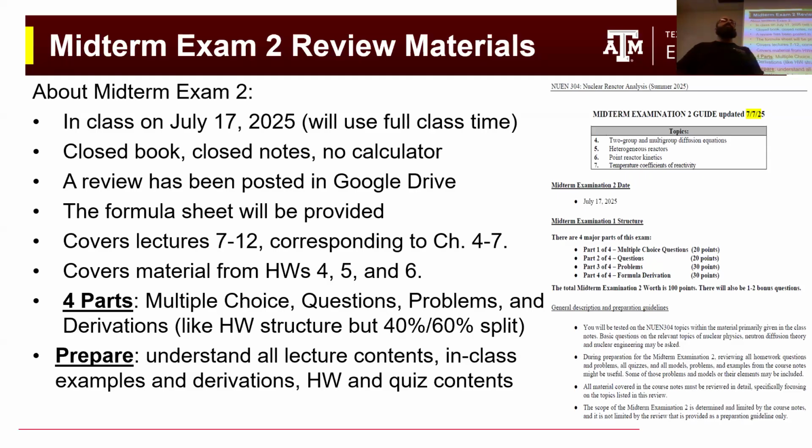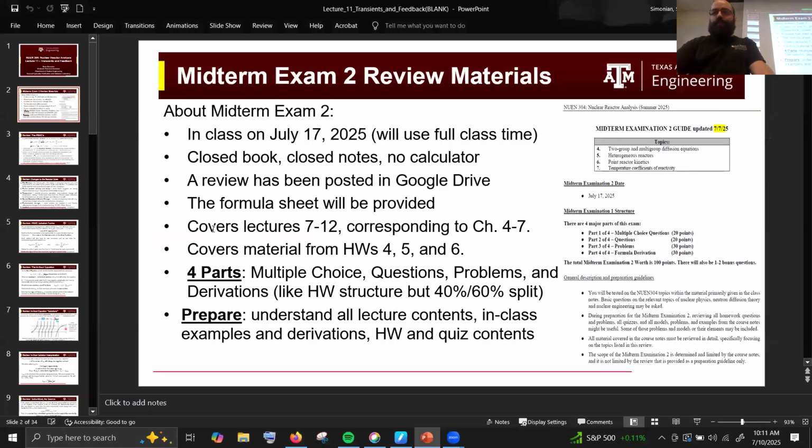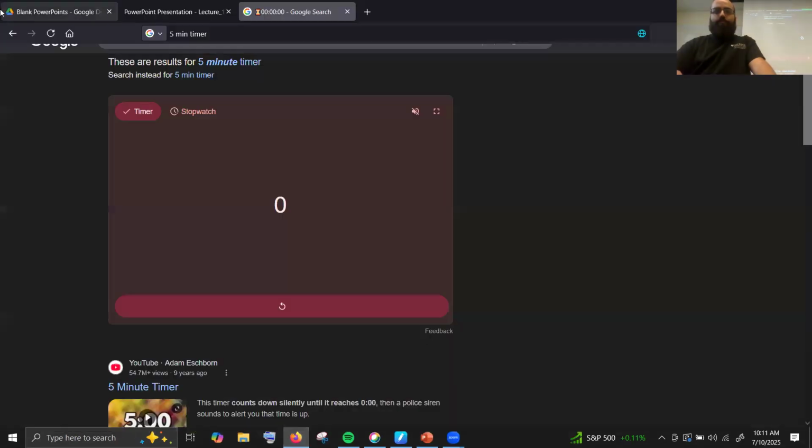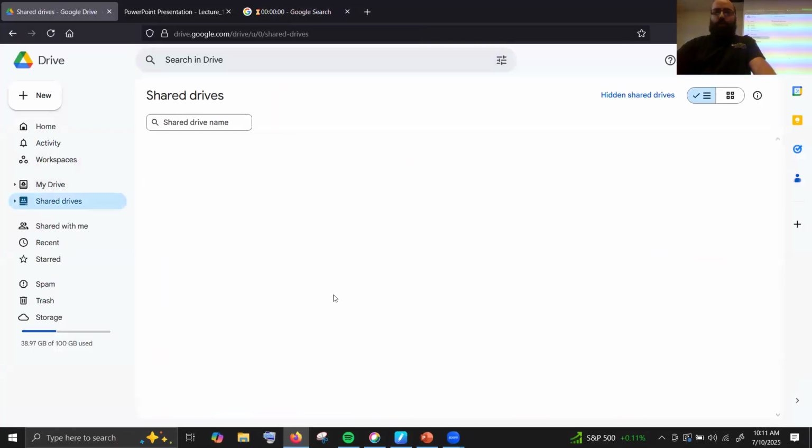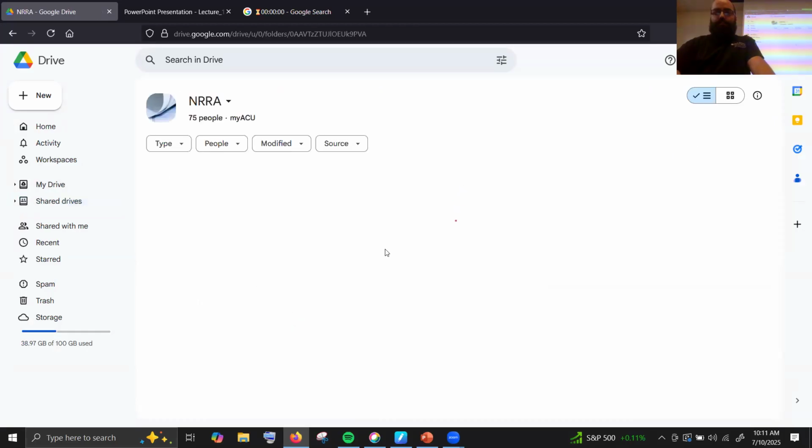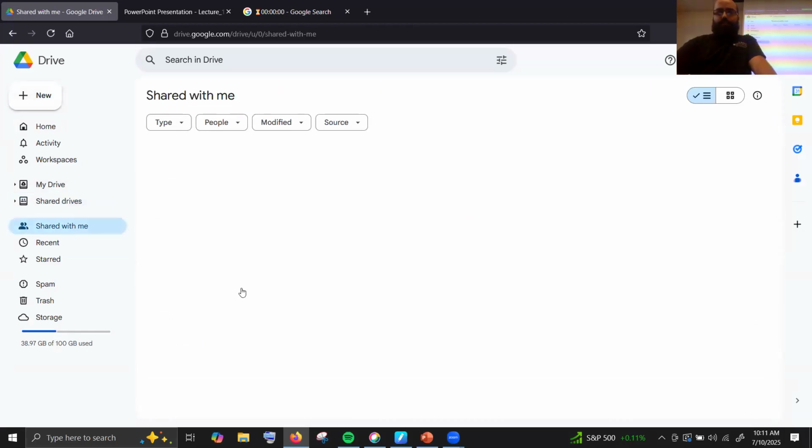What you should make sure that you are able to do is all of the problems and derivations in homeworks 4, 5, and 6. If you can do that, you're going to do really well on the exam. It's going to be the same exact structure as exam one in terms of how the problems are broken up. There will also be one or two bonus questions at the end. I posted this document in our Google Drive, which is another review guide. If you make your way to our shared drive, you can find that.